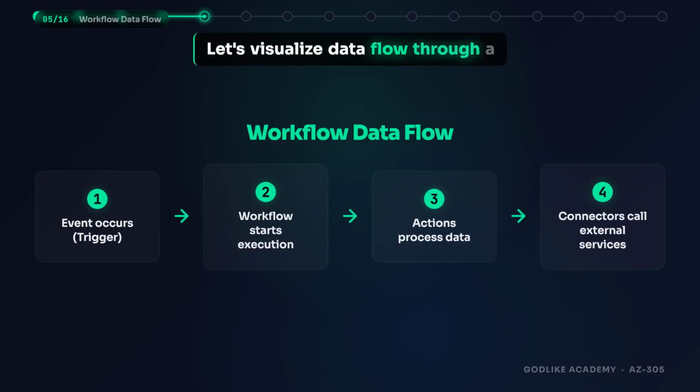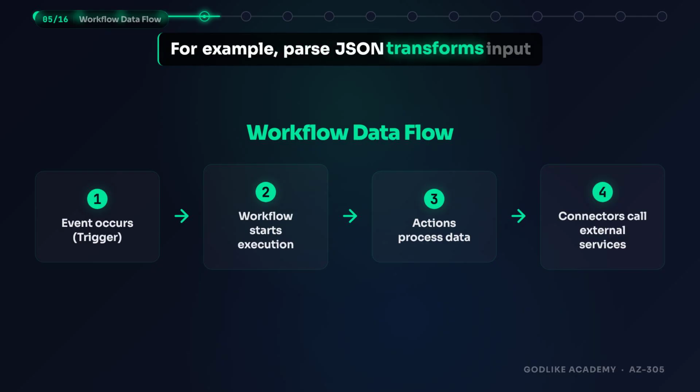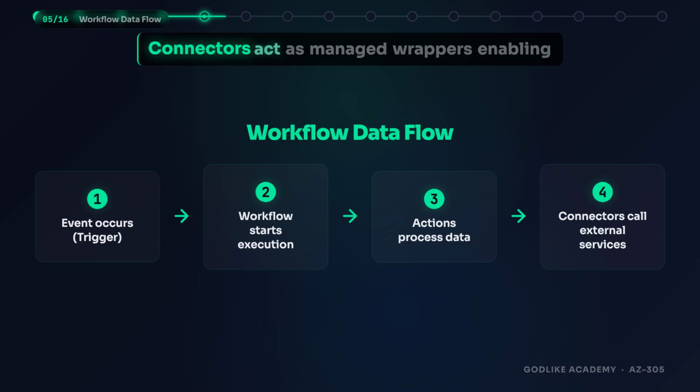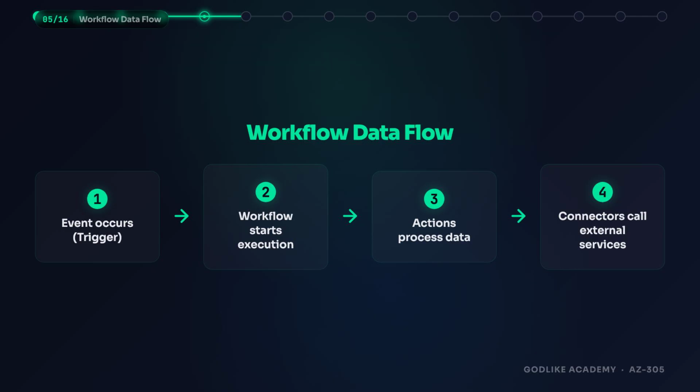Let's visualize data flow through a Logic app. An event like an HTTP post request triggers the workflow, passing a payload to the first action. Actions execute sequentially. For example, parse JSON transforms input before insert row writes to SQL Server. Connectors act as managed wrappers, enabling secure communication via OAuth or API keys. Data must flow correctly between steps. Failing to map dynamic content results in null values and broken downstream integrations that fail silently in production.